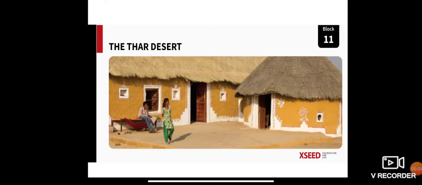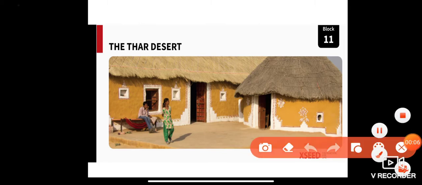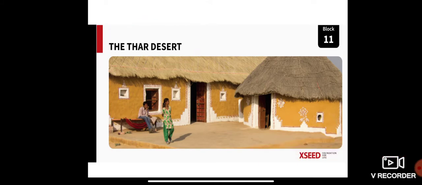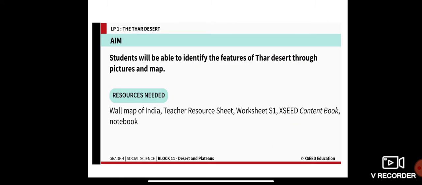So we have completed block 10. Today we'll start with block 11. Our topic of discussion for today is the Thar Desert. Our aim for today is that students will be able to identify the features of the Thar Desert through pictures and map.